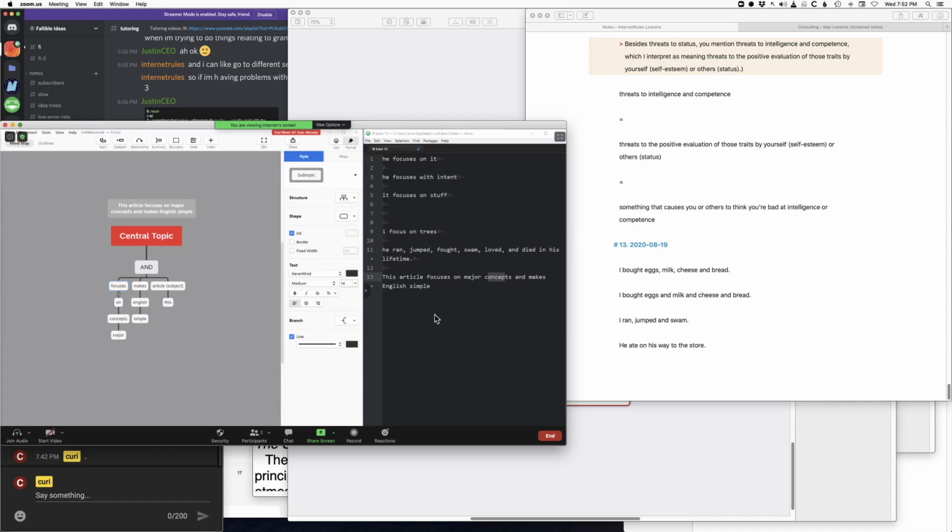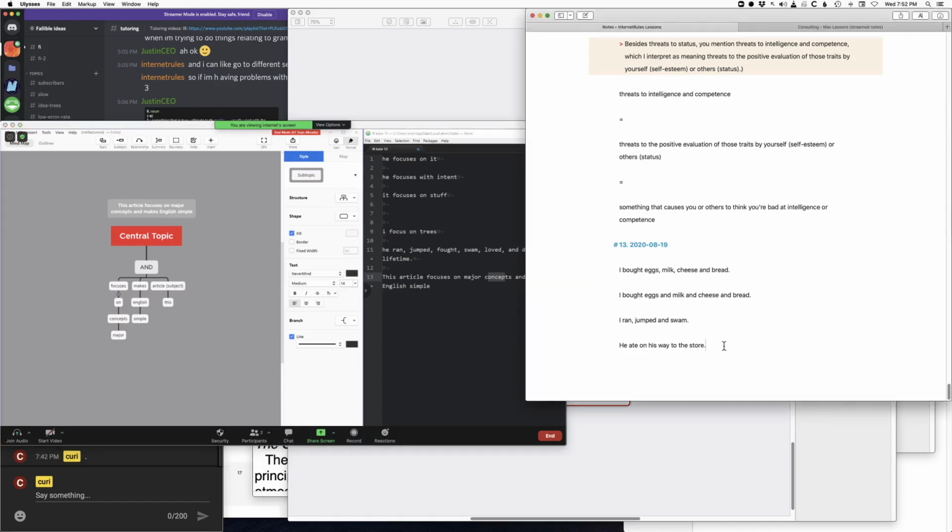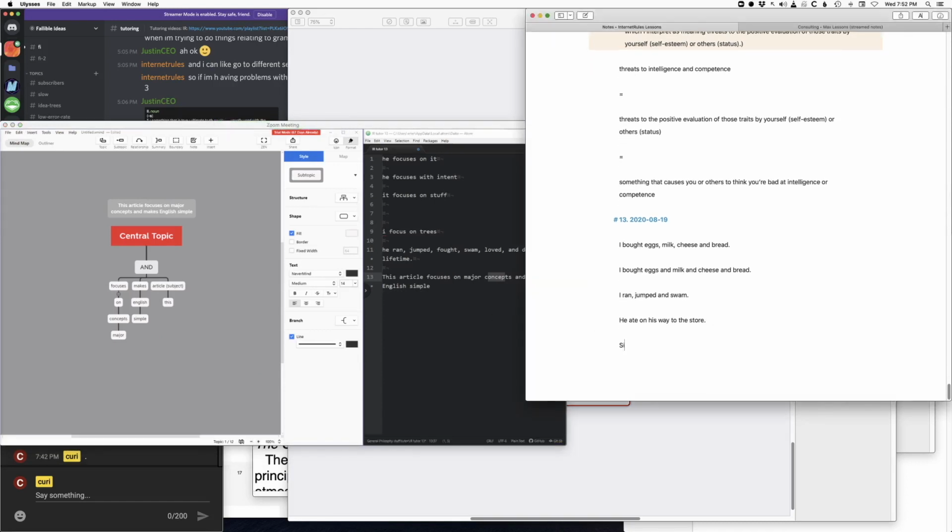Okay, there's one more problem, but it's kind of advanced. Simple is not a regular adjective modifying English. Something else is going on. If it's a regular adjective, it would say simple English. This article focuses on simple English, something like this.